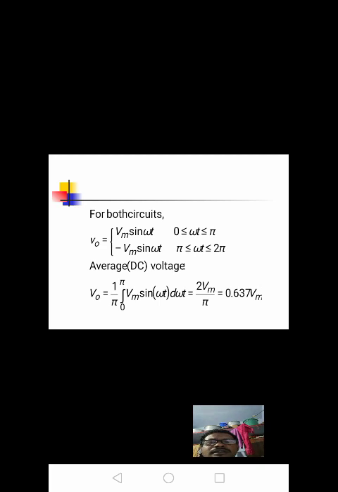Apply the upper and lower limit intervals. We substitute, and Vm as a constant we take outside. Overall we get 2 Vm by pi, which equals 0.637 Vm. The average DC output voltage here is 0.637 Vm. In half wave rectification it is 0.318. Here it is double the value.